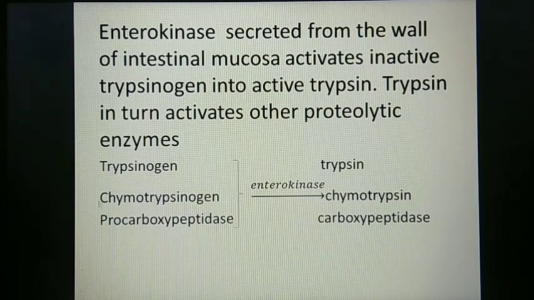So these are the inactive enzymes: trypsinogen, chymotrypsinogen, procarboxypeptidase. These three are inactive enzymes. These three get activated into trypsin, chymotrypsin, carboxypeptidase. In the presence of enterokinase, this activation happens. So enterokinase secreted from the wall of intestinal mucosa activates inactive trypsinogen into active trypsin. This trypsin in turn activates other proteolytic enzymes. These three are called proteolytic, meaning protein digesting enzymes.